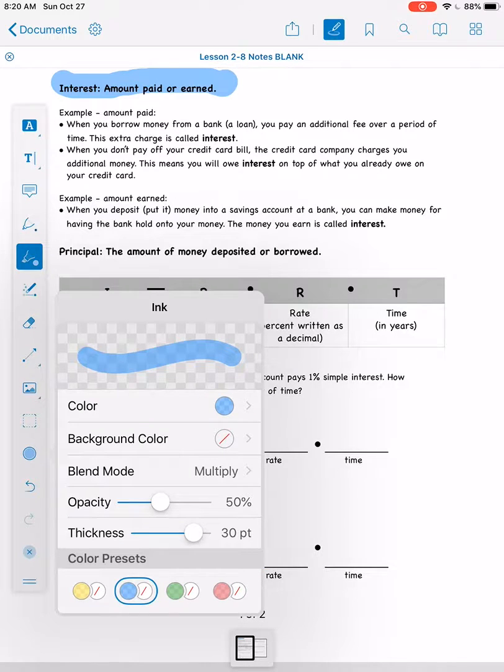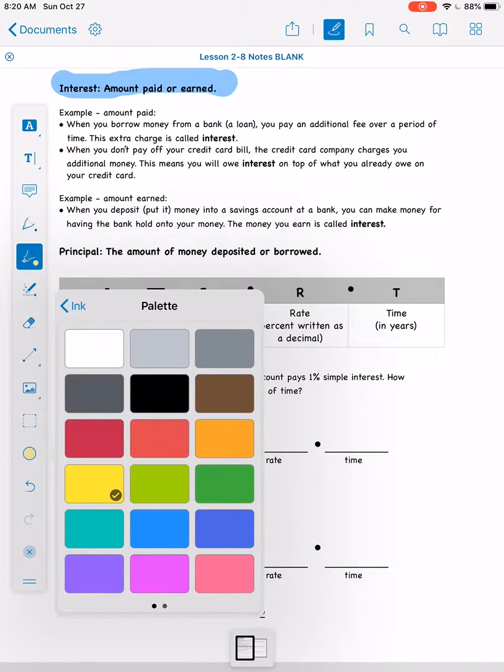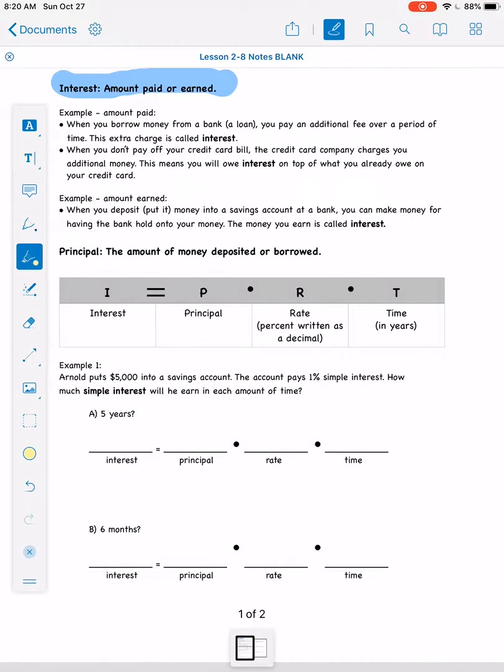So first of all, we're going to look at when we borrow money from a bank and take out a loan. The bank requires you to pay an additional fee over a period of time, and that extra charge is called interest. When you don't pay off something like a credit card bill, every month you're going to accrue interest. So you add interest to the amount that you owe on your credit card on top of what you've already used.